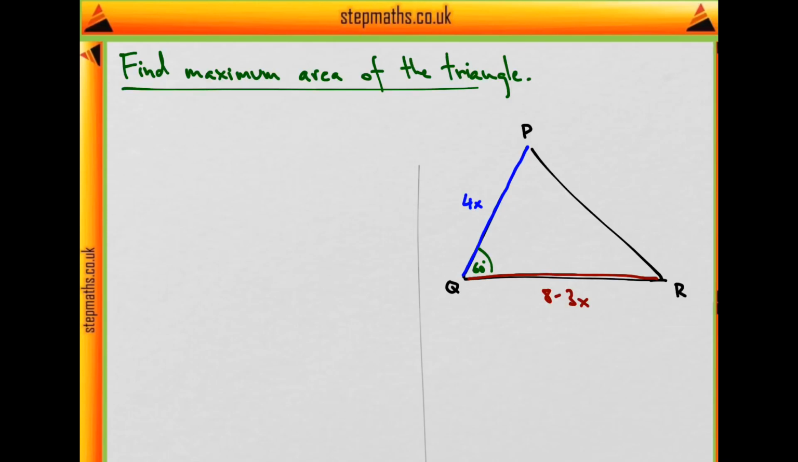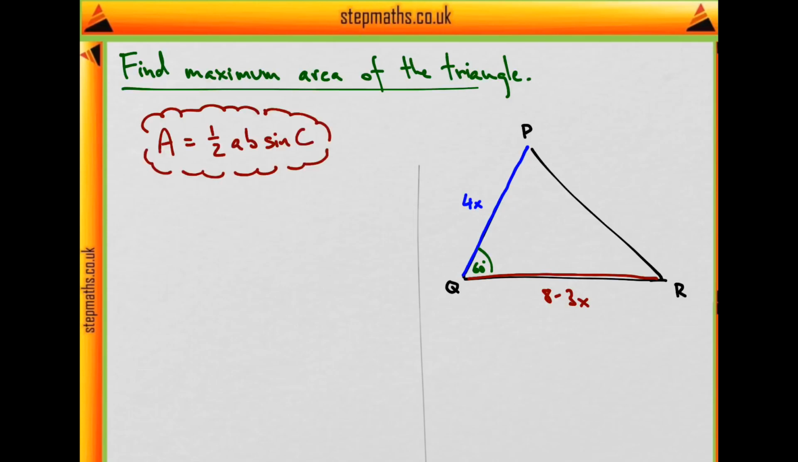So can you think of a formula we could use to find an expression for the area, given two sides and the angle between them? This formula is going to be very convenient for that: 1/2 times the product of the lengths of the two sides times the sine of the angle in between. And for us, it takes this form.